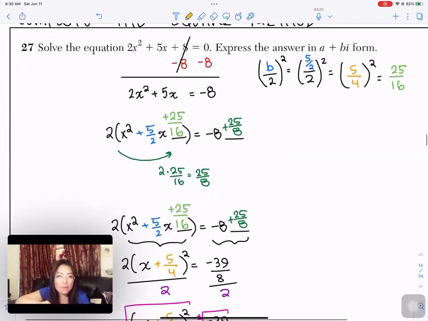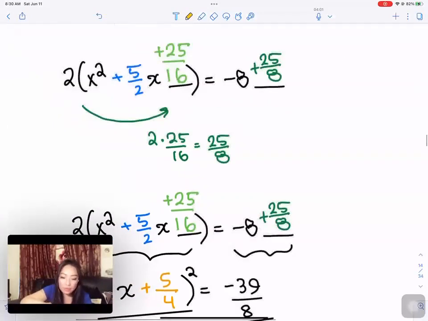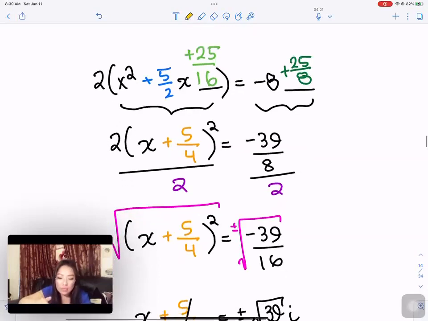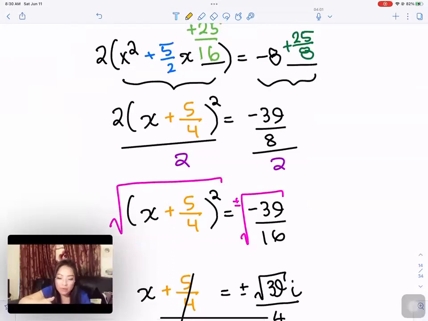Except when you do 2 times this amount, it's 25 over 8. So what you're going to have to do is add 25 over 8 to both sides. Because in reality, when you put in 25 over 16 in the parentheses, you're actually just adding 25 over 8. And with that said, that trinomial becomes 2 times x plus 5 over 4 all squared equals -39 over 8. Divide both sides by 2, and you're going to get that x plus 5 over 4 all squared is equal to -39 over 16.